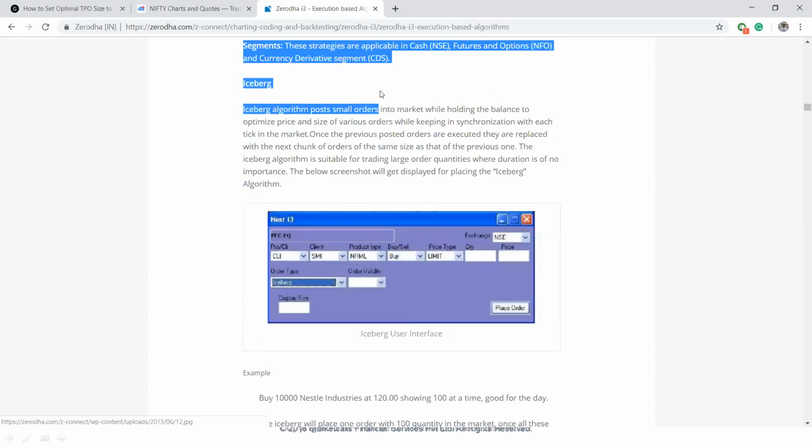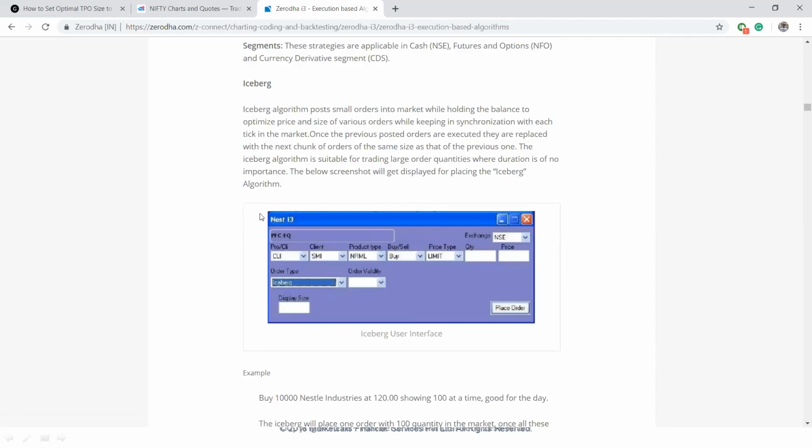But otherwise, the iceberg orders, probably you'll be seeing in the Nest trading terminal. You have to punch in the quantity and price, and you put an iceberg and the order validity, how many hours or how many minutes you'll be able to set over there. Accordingly, the iceberg posts small orders into the markets. It just keeps on floating small orders in the markets, right? So that it will not be posted in one shot.